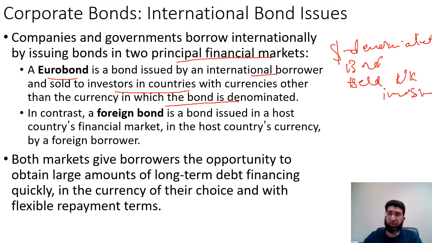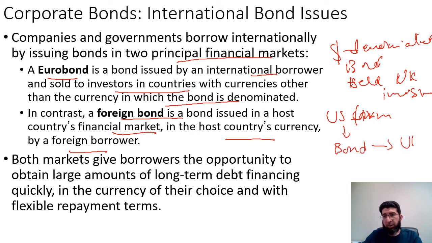The other is the foreign bond, which is a bond issued in a host country's financial markets, in the host country currency, by a foreign borrower. So if a US firm issues a bond in the UK in pounds, that's the foreign bond market. Both markets give borrowers the opportunity to obtain large amounts of long-term debt financing quickly and in the currency of their choice, with flexible repayment terms.